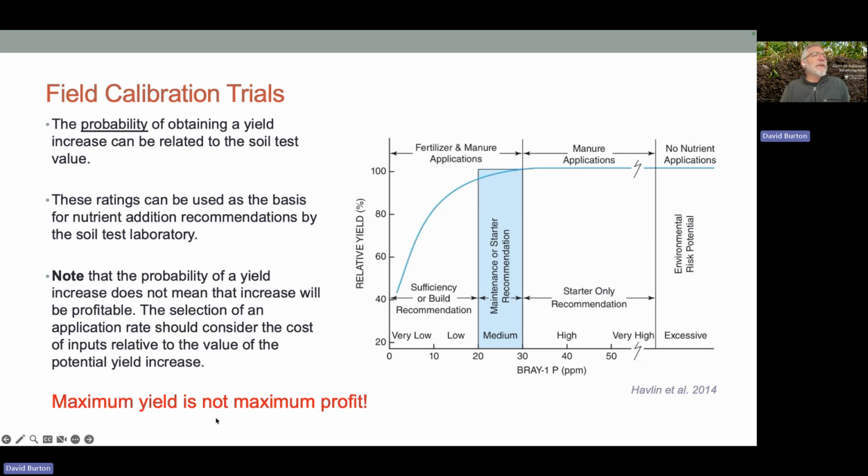But one of the things I really want to emphasize is your goal should not be to maximize your yield. Your goal should be to maximize your profit. So in other words, ensuring any additional money you put into your field is at least paying for itself. You're not putting fertilizer on just because. It needs to actually pay for itself.